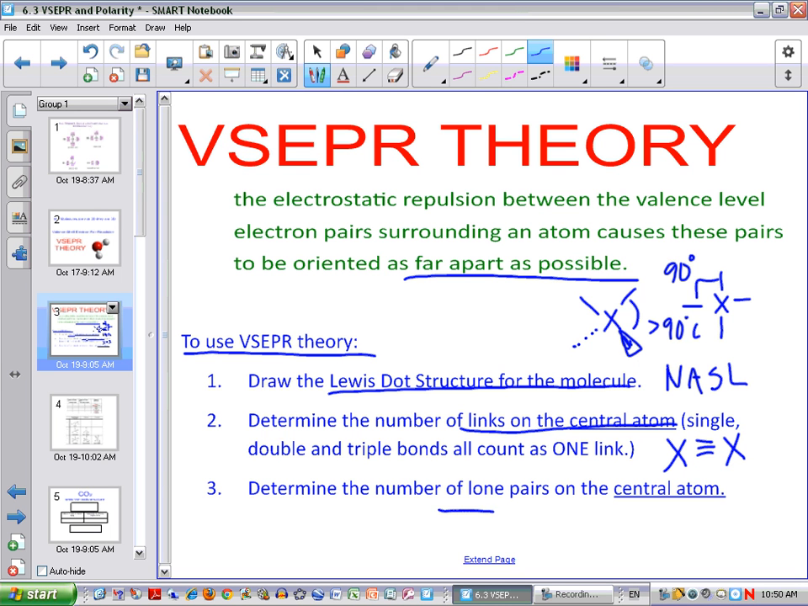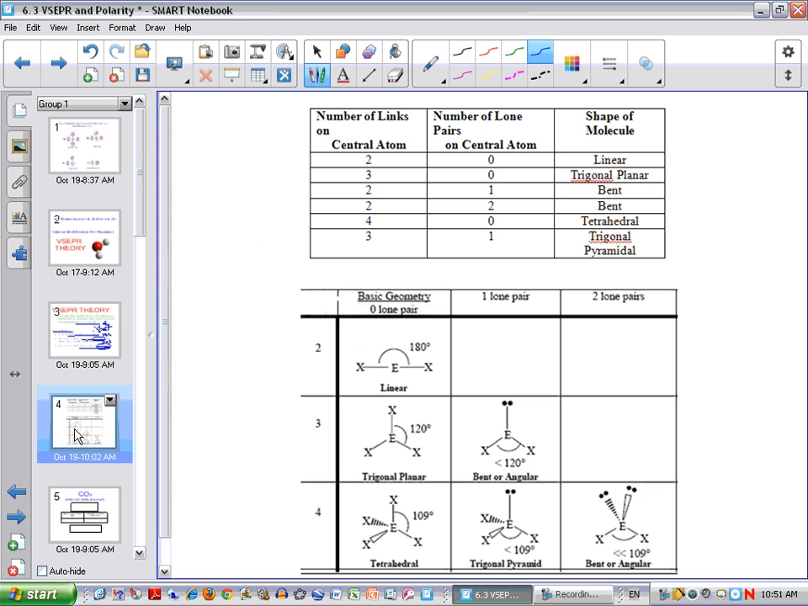And then determine the number of lone pairs. And all of these are only talking about whatever atom's in the middle. We're going to determine shape from our central atom. So you guys have this handy-dandy chart where if there are 2 links on the central atom and no lone pairs, it's linear. 3 links, no lone pairs, it's something called trigonal planar. 2 links, 1 lone pair, it's bent. 2 links, 2 lone pairs, it's bent. 4 links, no lone pairs, it's tetrahedral. 3 links, 1 lone pair, it's trigonal pyramidal.